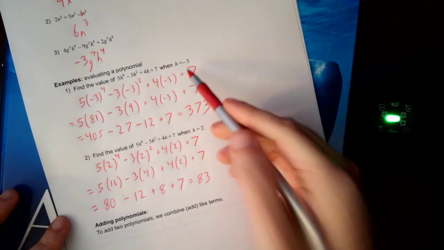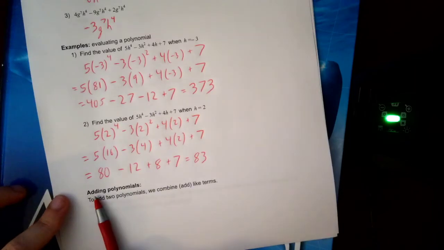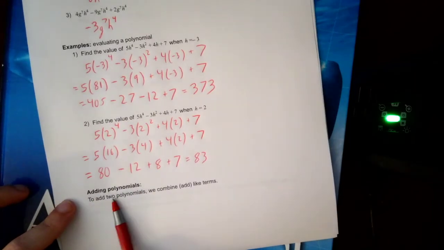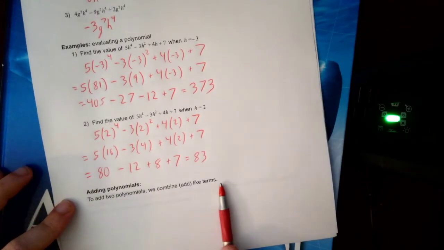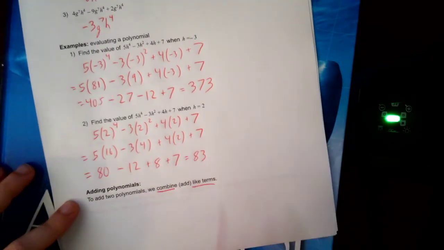So notice you can plug in polynomials. We've already been doing that, right? The new thing we want to do is adding polynomials. To add two polynomials, we combine like terms. We add the like terms. That's all we got to do. Combining like terms is adding polynomials.